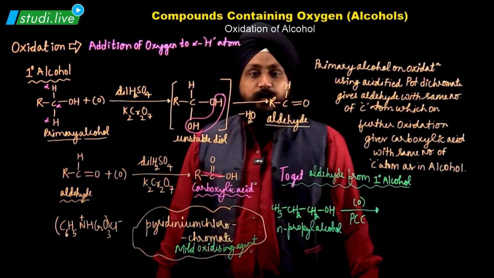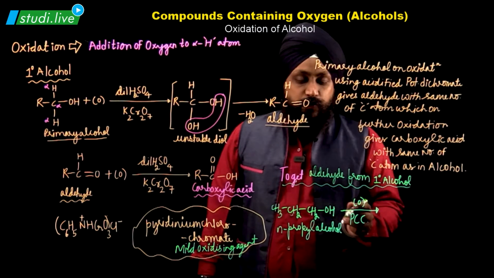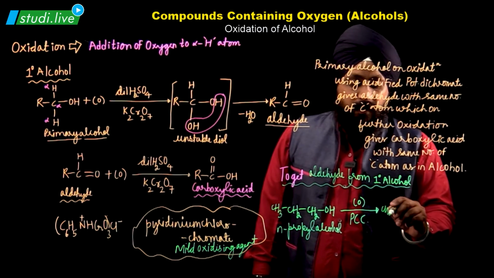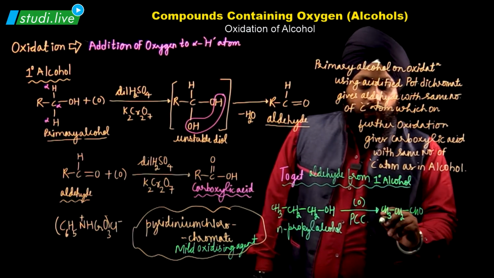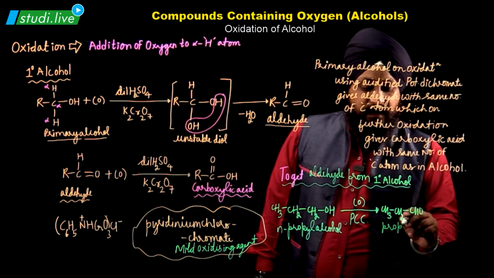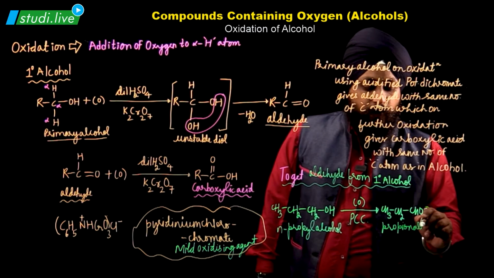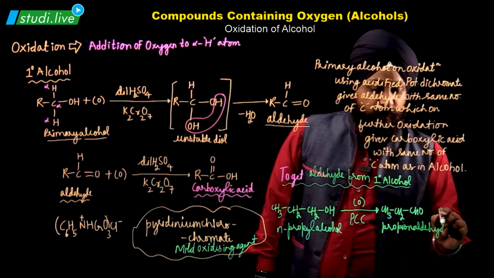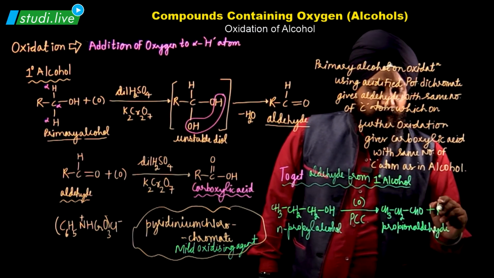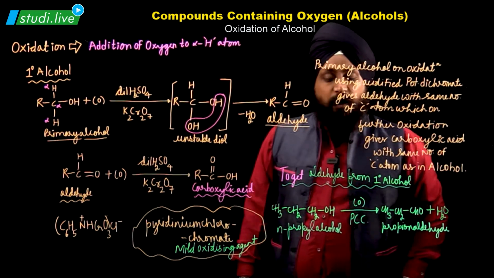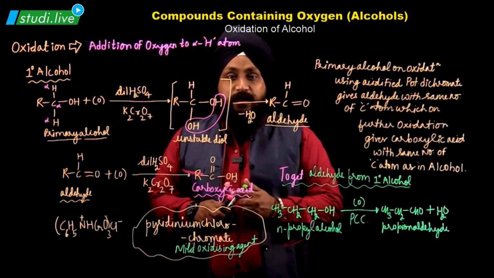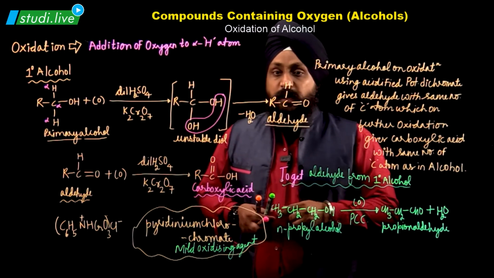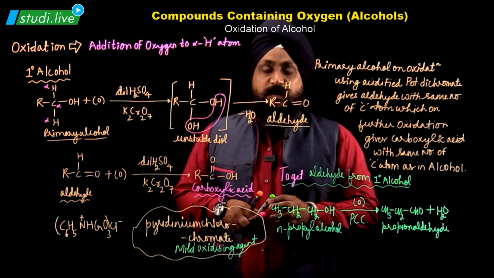So what is it going to do, students? It will convert your N-propyl alcohol into propanaldehyde. Yes, and the reaction will stop over here. This is going to be your propanaldehyde, because it is a mild oxidizing agent. It cannot convert propanaldehyde into propionic acid. So students, hope you have understood how we carry out oxidation.